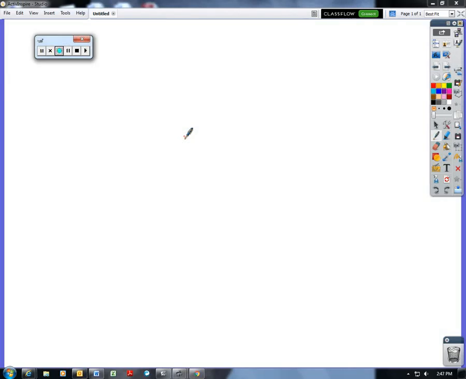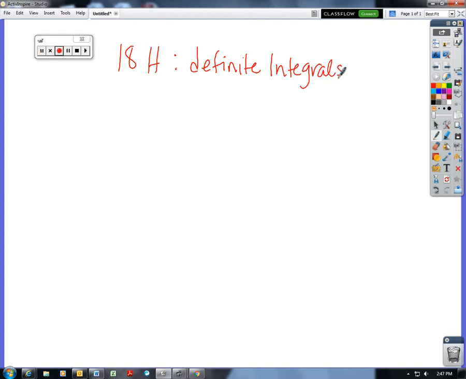This is IB Chapter 18, Lesson H, 18H, and this is on definite integrals. It seems to me we've already talked about these a little bit, but we haven't worked on evaluating them. So what we'll be doing is, a while back we talked about the fundamental theorem of calculus.